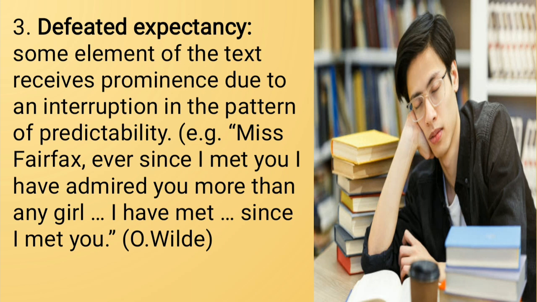So the last one, we have the defeated expectancy. When we say defeated expectancy, some elements of the text receive prominence due to an interruption in the pattern of predictability. From the word predictability, defeated expectancy is like a surprise in the story that makes you pay attention to it. As you read, you are able to predict what comes next. So defeated expectancy happens when a writer breaks that pattern and does something unexpected.